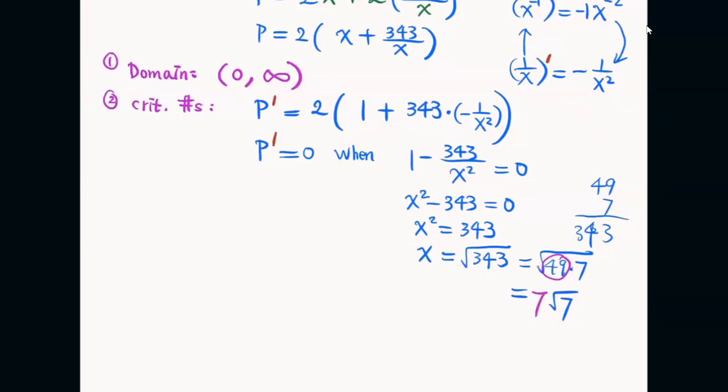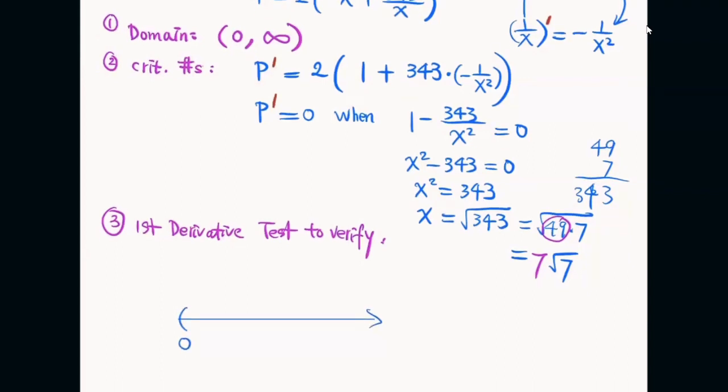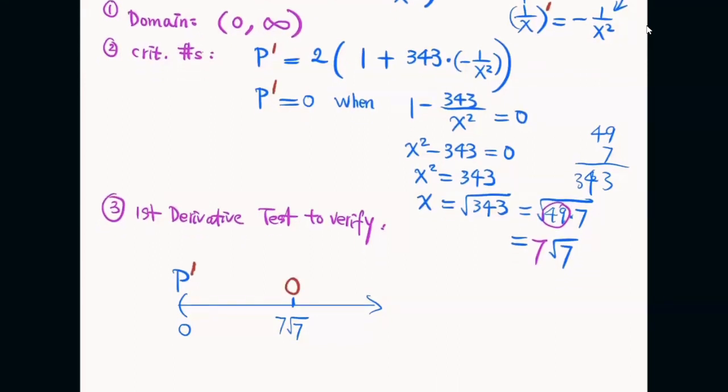Once you get the critical number, the next step is to verify that this critical number indeed gives you the minimum perimeter. So we're going to use the first derivative test. The domain is from 0 to infinity. Now, 7 square root of 7, this number here, the derivative equals 0 at this number. When x is greater than this number, then this is less than 1, and 1 minus that is positive. The derivative will be positive.